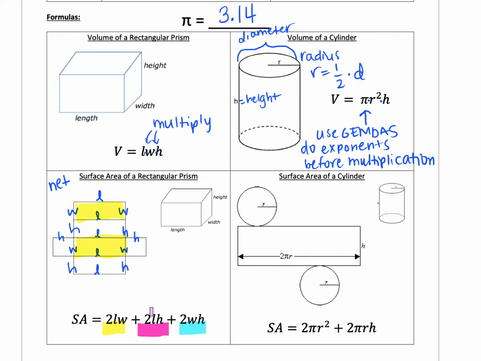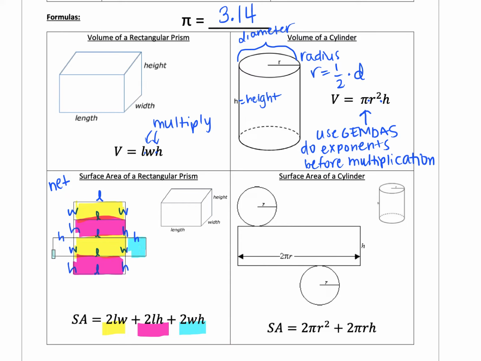Then we have to do 2 times the length times the height. Well, that's this one right here and this one right here. So we have length times height and length times height to find the area of both of these 2 pink rectangles, and there's 2 of them, so that's why we have 2 times length times height. And then of course that last piece is 2 times width times height, and that's just these end pieces here.